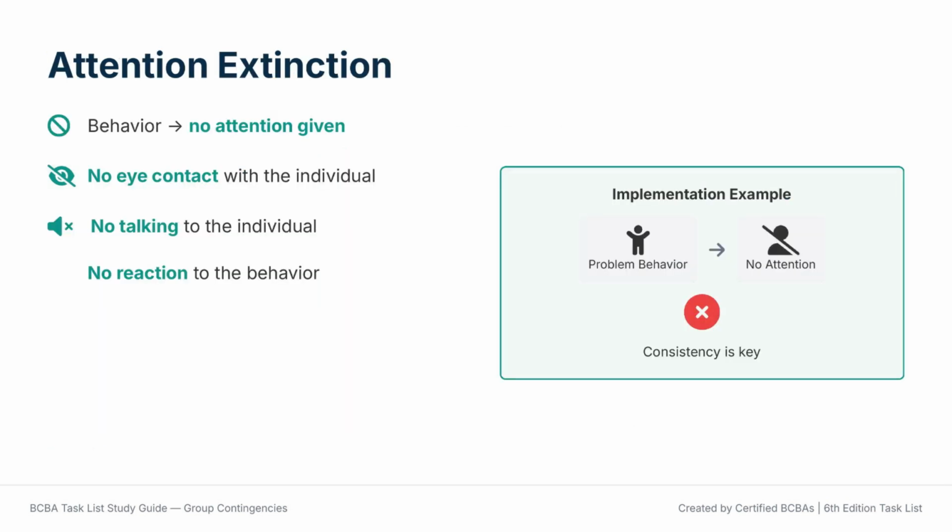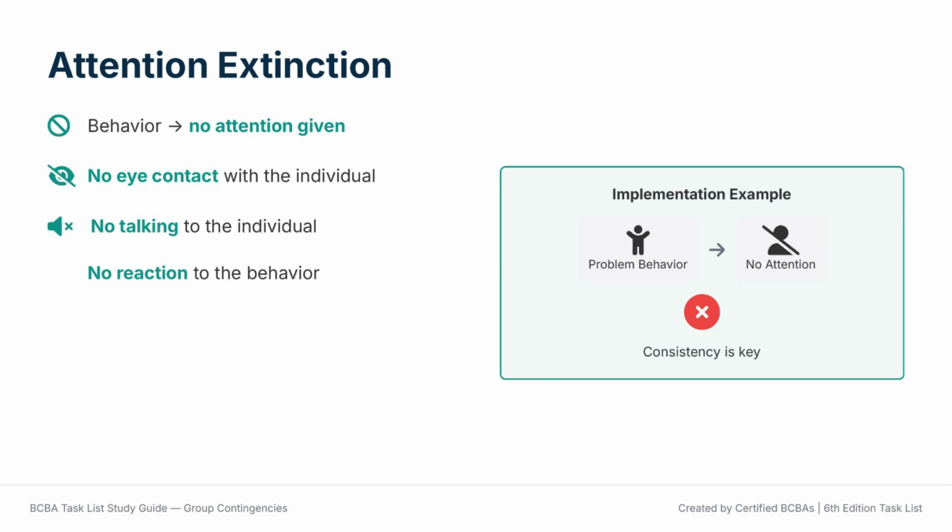Attention extinction involves withholding attention from problem behaviors. This means no eye contact, no verbal interaction, and no reactions. Consistency is crucial to ensure the behavior is not reinforced inadvertently. By maintaining this approach, the behavior is less likely to be repeated, as it no longer serves its intended function of gaining attention. This aligns with the goal, which is that the behavior no longer produces social reinforcement, leading to a decrease over time.